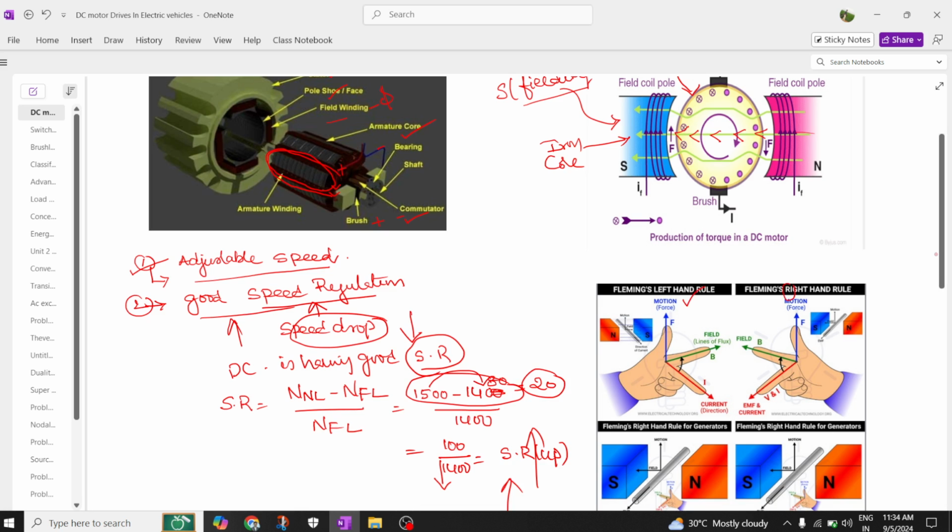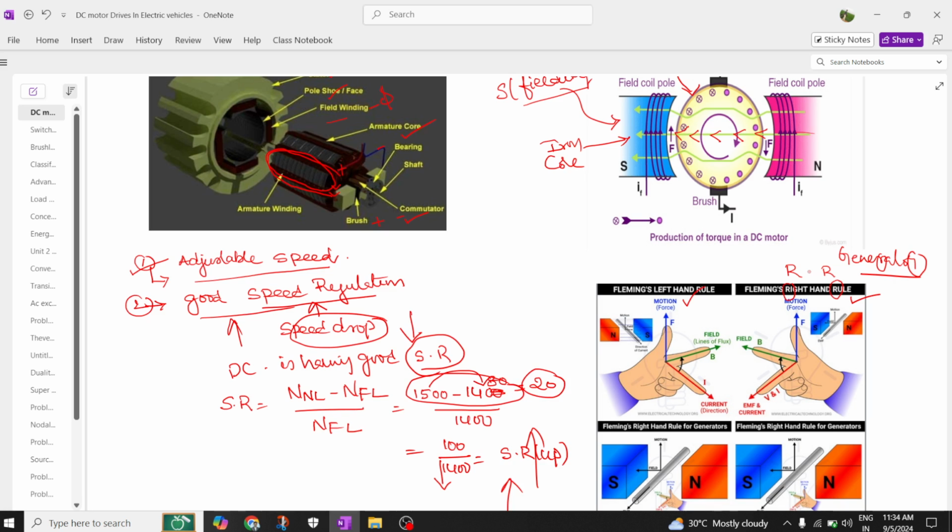We have two types of rule. Fleming's right hand rule: here, how many R's are there? Two R's. In a generator also, just to give clarity, generator has one R, and one more R. How many R's are there? Two R's. So Fleming's right hand rule is applied for the case of a generator.